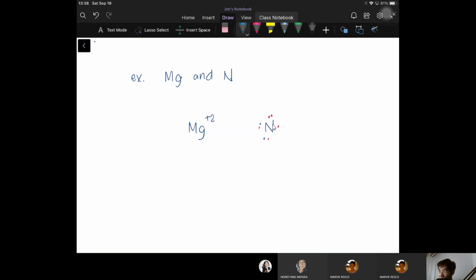Pero tignan niyo si nitrogen, stable na ba yan? Ito si magnesium, stable na yan. Wala nang dots eh. Ito si nitrogen, stable na ba yan? Hindi pa. So, ano pwede natin gawin? Kuha ka uli ng isang magnesium atom. Okay? So, ano gagawin natin? Di ba kulang pa siya ng isang dot para maging 8 electrons? So, yung isa doon, bigay na natin doon.